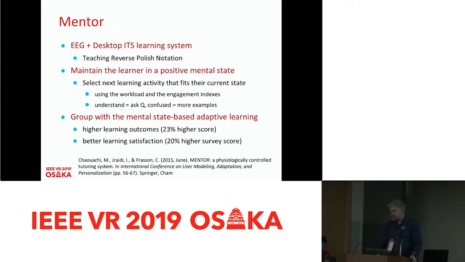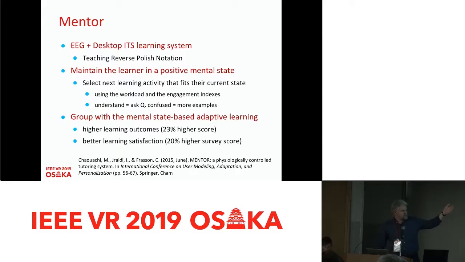So an example of how you might do that, this is a desktop system called Mentor, where they took an EEG system to measure people's brain activity, and they combine it with an intelligent tutoring system to teach people reverse Polish notation. Those people who are old in the room will remember reverse Polish notation for doing formulas, and it's quite tricky to learn how to use. So they basically built a system that would monitor the person's cognitive load using EEG, and if the workload was kind of normal, then they would assume the person was understanding what was going on. They'd ask them a question. If the workload was getting high, they assumed the people didn't know what was going on. They'd provide more examples or more training.